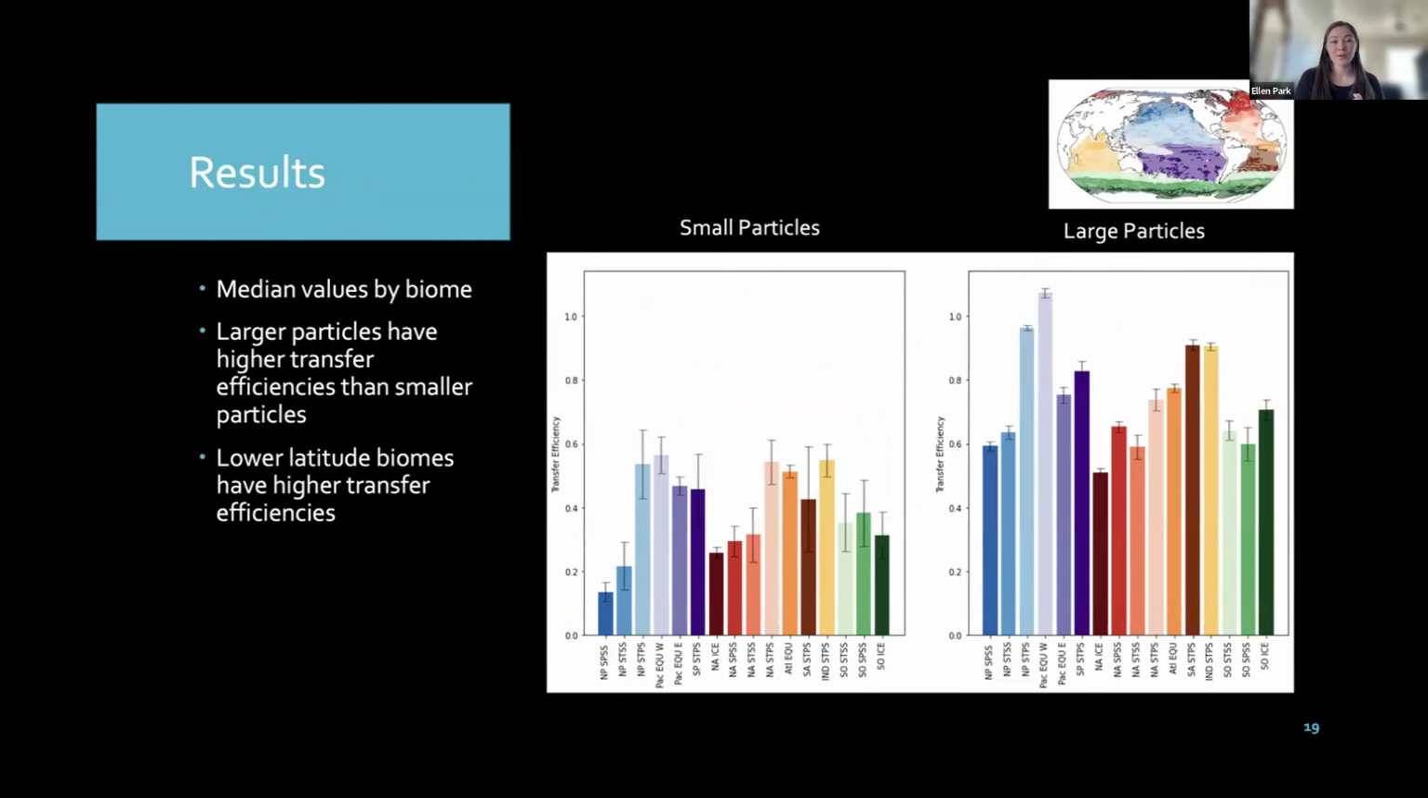And so I think it's super interesting to look at these profiles, but it's easier to make some comparisons when we collapse these profiles into one value and compare the transfer efficiencies of the small particles on the left and the large particles on the right.